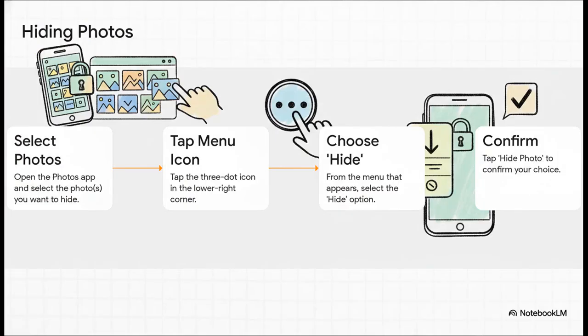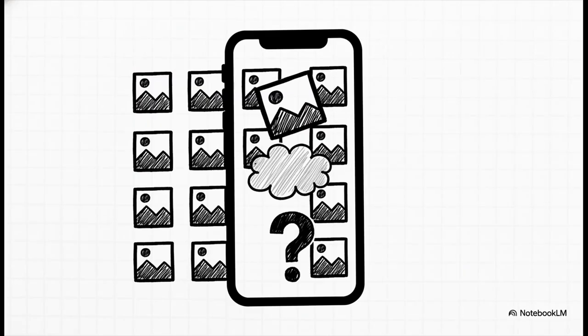All right, this first part is incredibly easy. Just open up your Photos app, find a photo, or even a few photos that you want to hide. Now you're going to tap that little three-dot icon down in the corner. A menu pops up, and all you have to do is select Hide and then confirm it. That's it. And just like that, poof, it's gone. It's hidden from your main library, your recents, all of that. It's a fantastic first step, right?